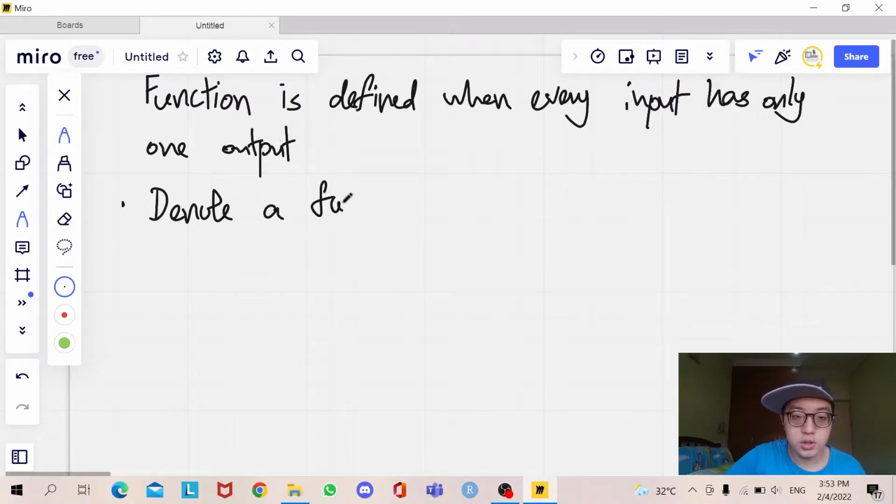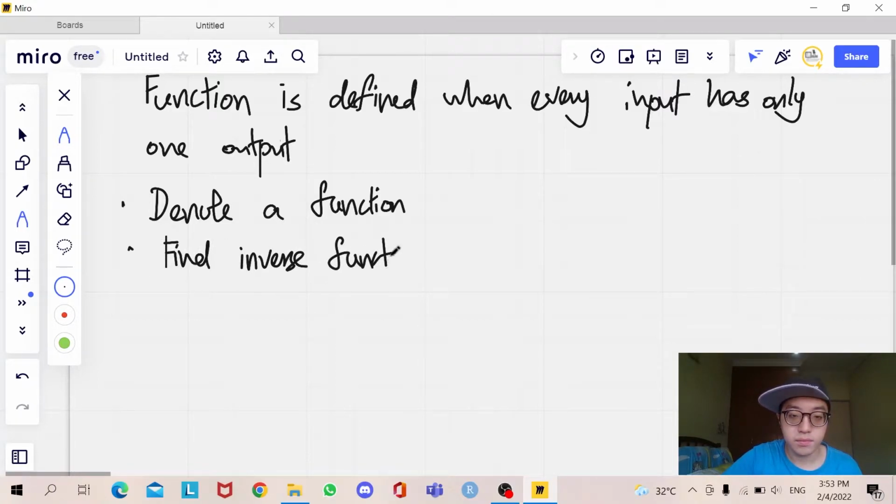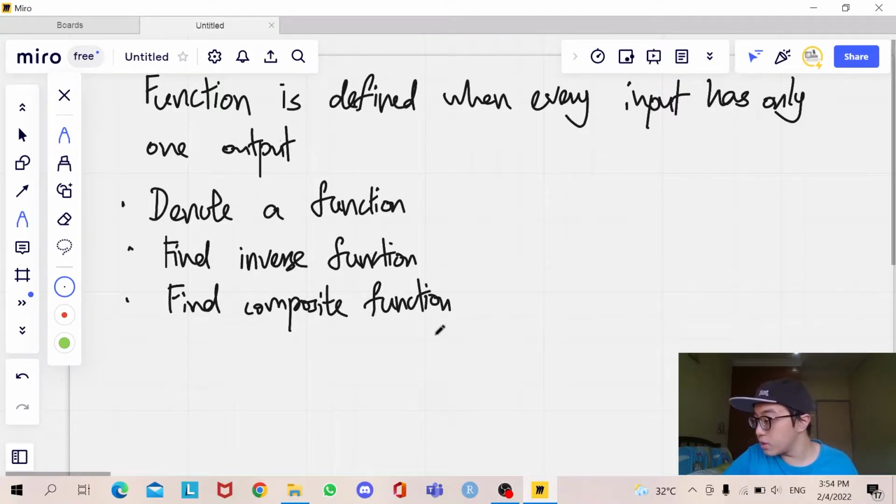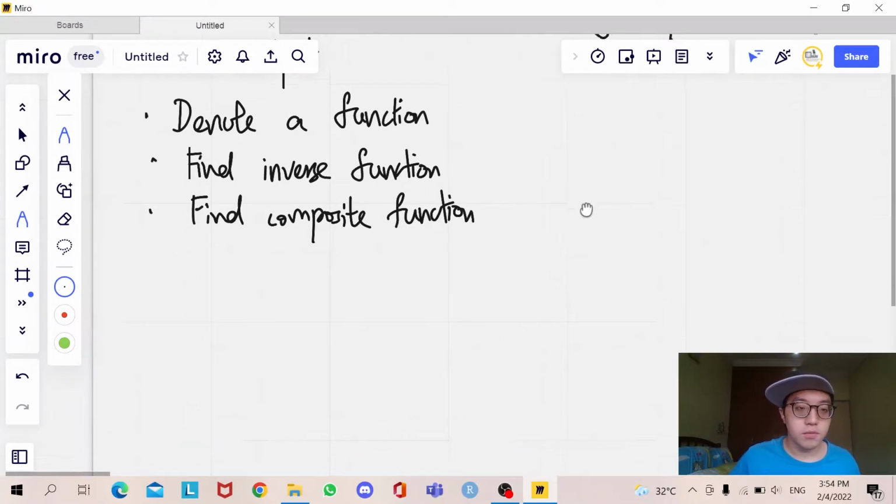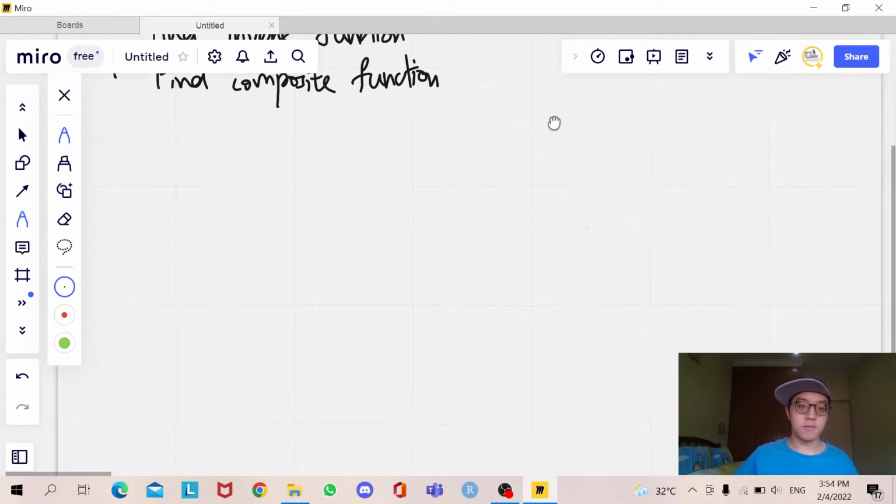So what we're going to learn in functions is, first, how to denote a function, and then after that, how to find the inverse of a function, and then how to find composite functions. This is the agenda for this video. So first thing, we're going to learn how to denote a function.